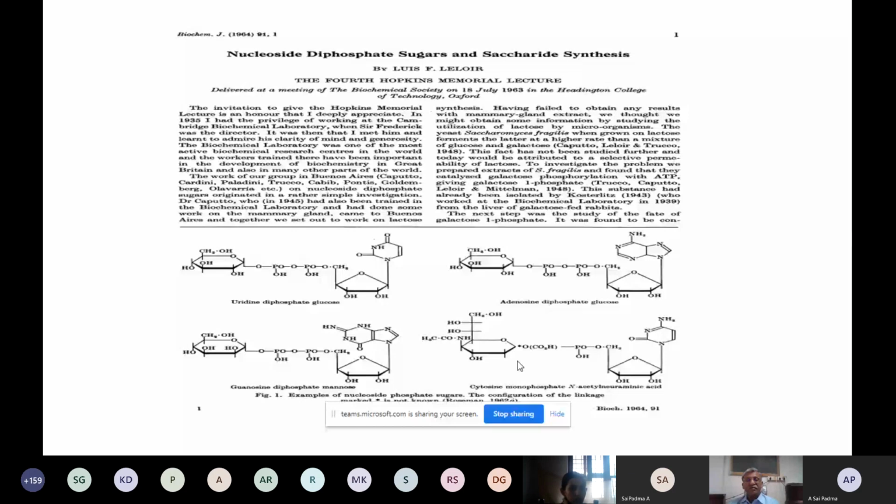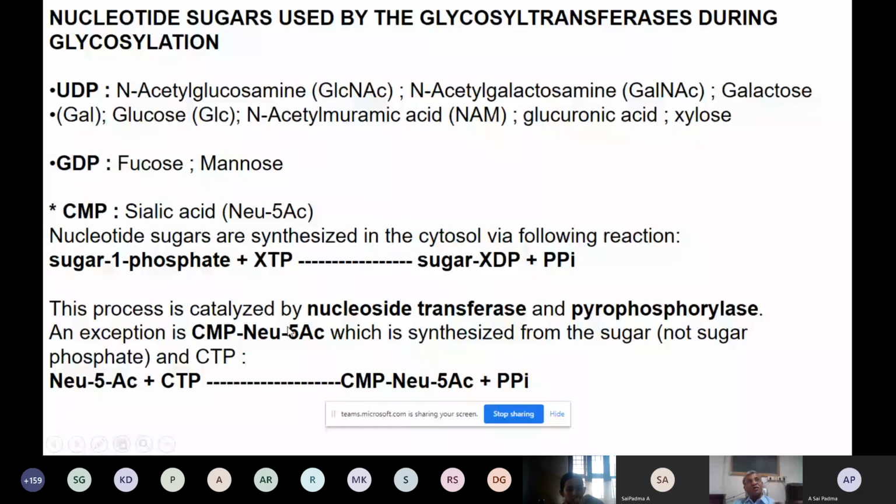As early as the late 1960s, Leloir discovered that several types of nucleoside diphosphate sugars can be formed, wherein sugar residues can be linked to nucleoside diphosphates. For example, here UDP-glucose is generated from UTP and glucose, and ADP-glucose is generated from ATP and glucose. Similarly, CDP can also be bound to other sugars, and GDP can be bound to mannose. So different types of nucleoside diphosphate sugars are involved in glycoprotein biosynthesis. Here you find different examples.